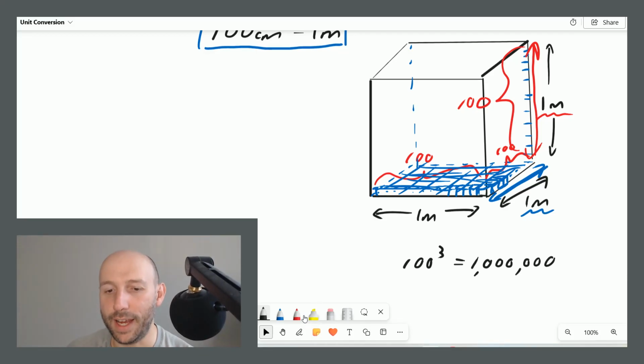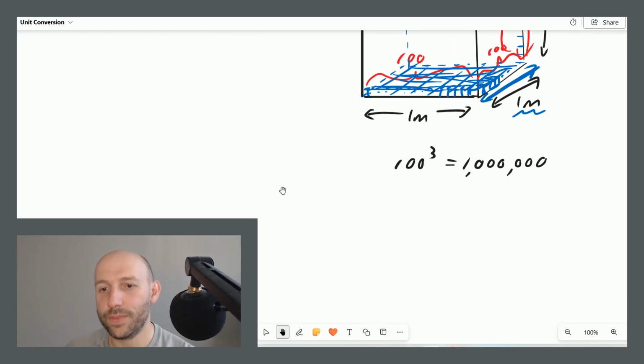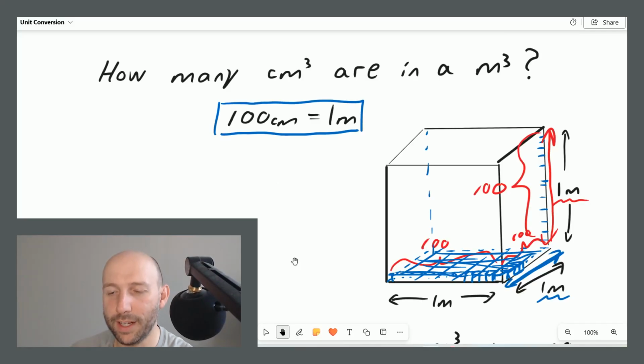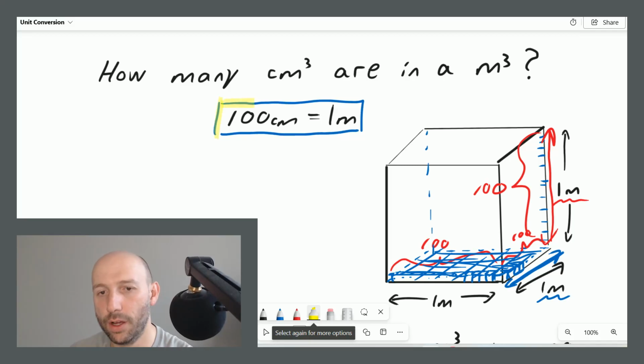So, the answer to our question is that 1 cubic meter is 1 million cubic centimeters. Now, we could have answered this without drawing the cube. We could have just used the relationship drawn right here.